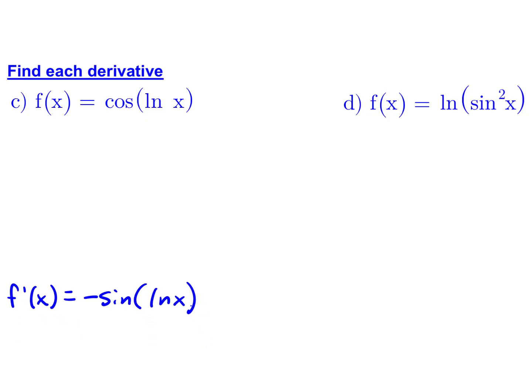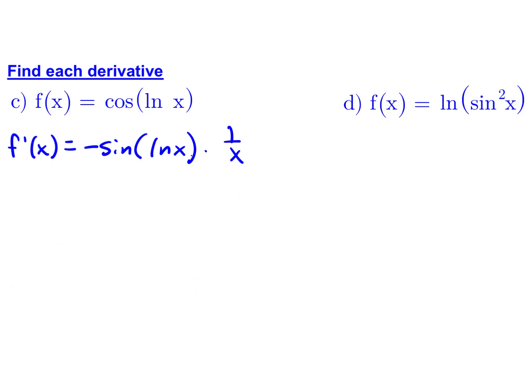The trick is now that I have to multiply this by the derivative of the natural log of x, which is just 1 over x. And so I can clean this all up a little bit, and now I have the derivative of f. This is going to be negative sine of the natural log of x, all over x. And that's using trig functions, using our natural log functions, and using the chain rule.